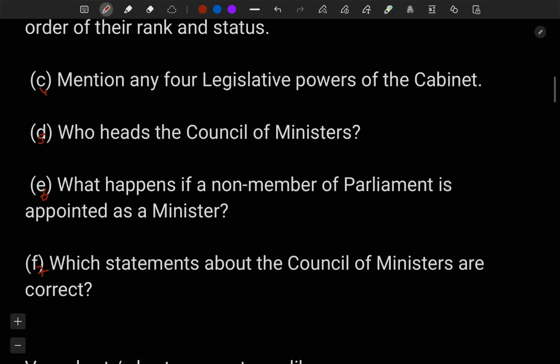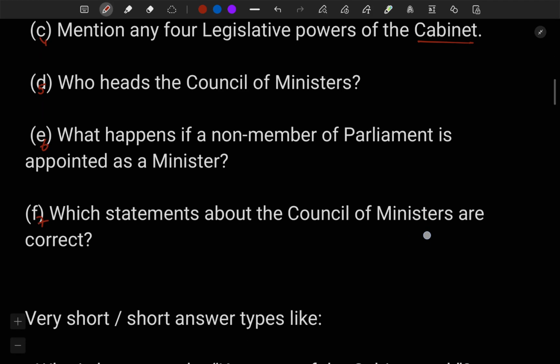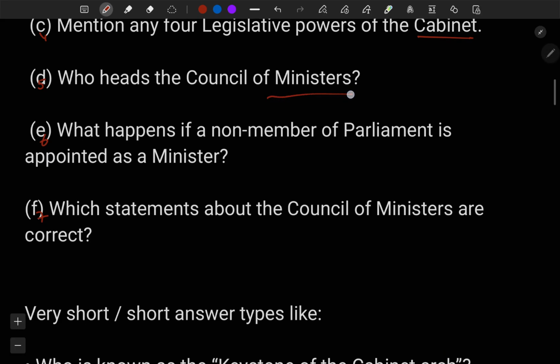Moving forward, mention any 4 legislative powers of the cabinet. We know that it prepares and introduces the government bill in the parliament, and we can also say the money bill is presented by the cabinet. Also, they advise the president to summon and prorogue parliament sessions, and they also advise the president regarding the proclamation of an emergency. They also guide and steer the debates, and whatever questions are asked on the floor of the parliament, the cabinet is responsible to answer these questions. Moving forward, who heads the council of ministers?